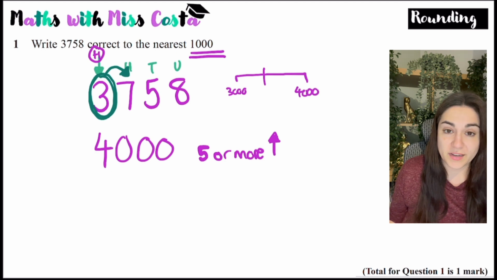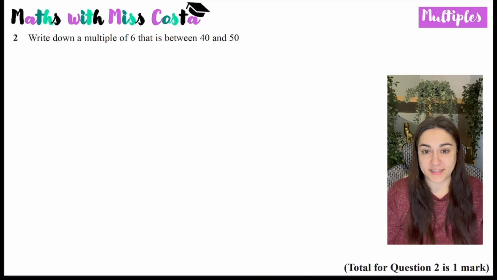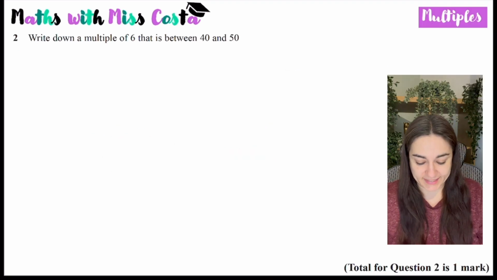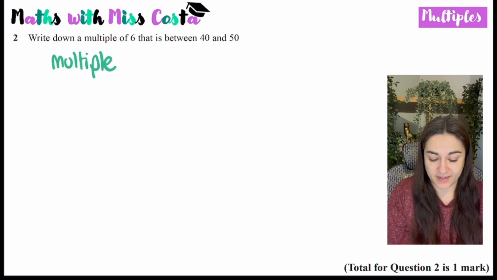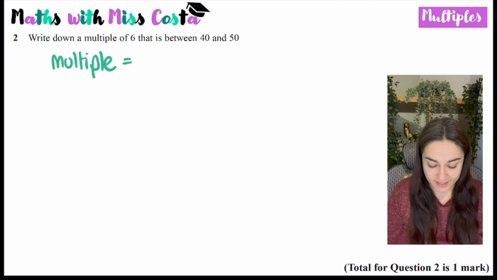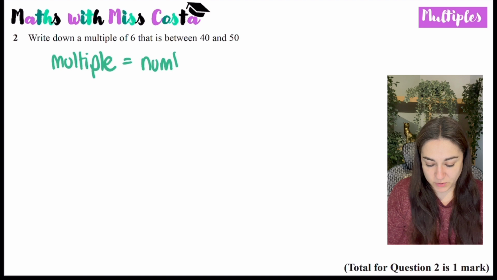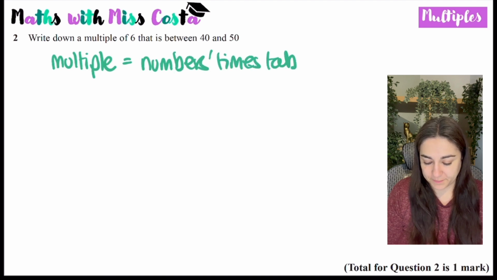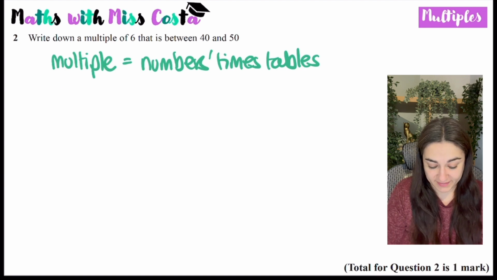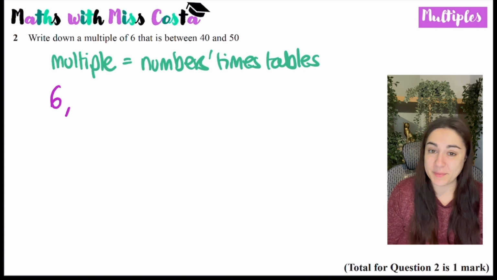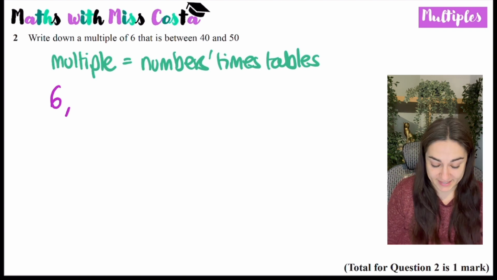But if not, for the next question, we're being asked to write down a multiple of 6 that is between 40 and 50. Now a multiple is literally any number that is in the number's times tables. So the multiples of 6 would be the 6 times tables. So what you can do is just write out the 6 times tables. It's a calculator paper, so you can even just use a calculator to do that.